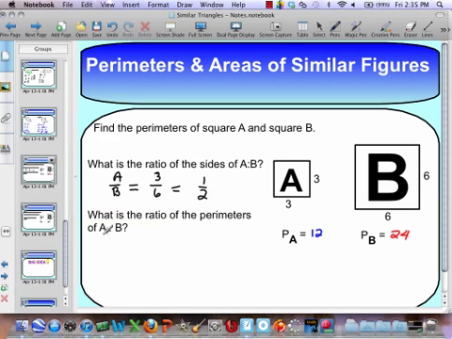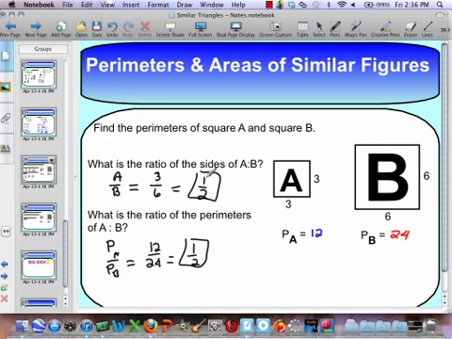Alright, so, Caitlin, what is the ratio of my perimeters? So the perimeter of A over the perimeter of B is what? 12 over 24, which reduces down to 1/2. What did you notice about the ratio of the perimeters versus the ratio of the sides? It's the same. Make sure you understand that the ratio of the perimeters is equal to the ratio of the sides. Now things are going to get weird. That's fairly simple. Understand that the ratio of the perimeters is the same as the ratio of the sides.